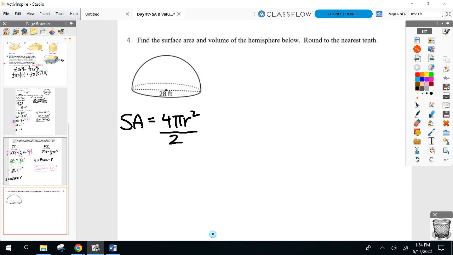So yes, still divided by 2. That's just the dome part here. You still have to add in a circle on the bottom when you flip it up. So I have to add what to this? Pi r squared. Please be aware of that. Surface area is everything on the outside, including the bottom.